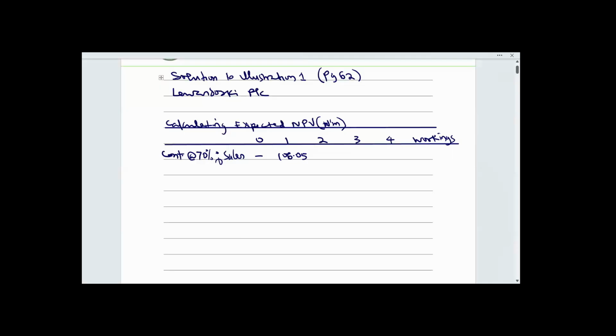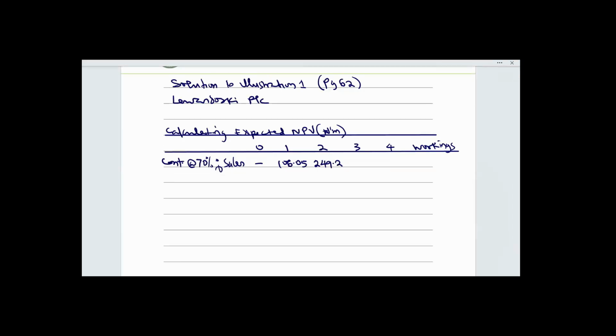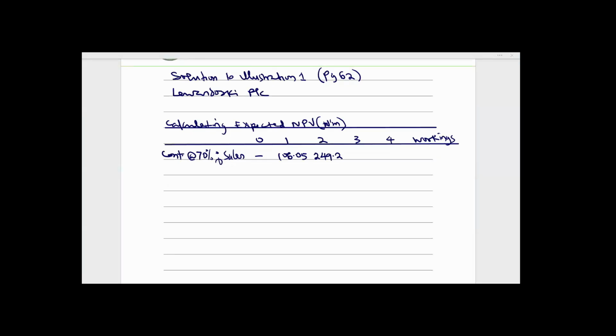Well, I don't see any reason for doing that. Then expected sales of year 2 is 356 multiplied by 0.7, 70%. That's 249.2. Then for year 3, 95.5 multiplied by 70%. We have 66.85. Okay.